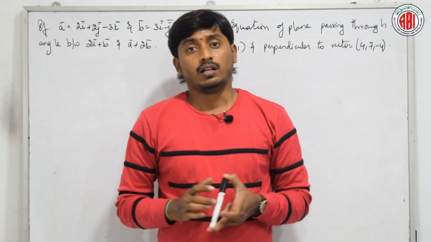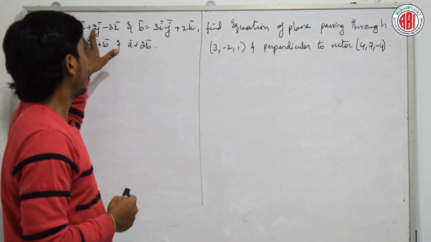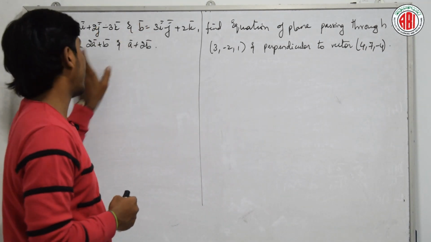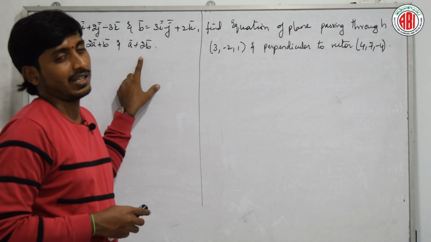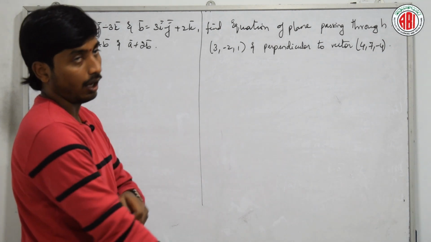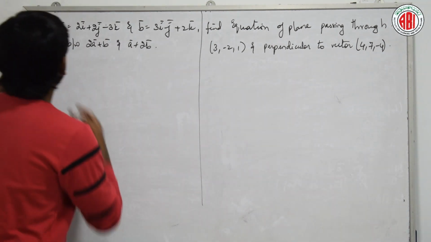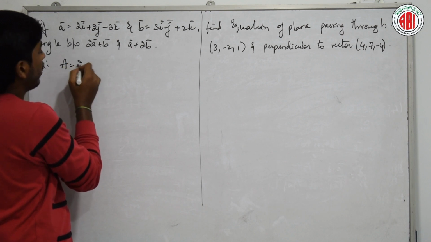Let's do. Look at this question here. He gave A bar and B bar are two vectors. Then he is asking us to find the angle between 2A plus B and A plus 2B. That is, we have to find these two vectors first. Okay, that is, let us assume this first part as capital A.